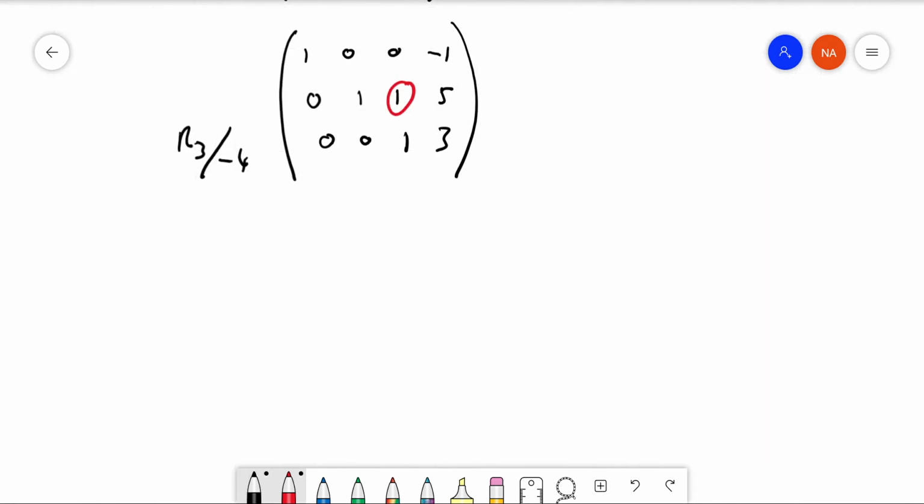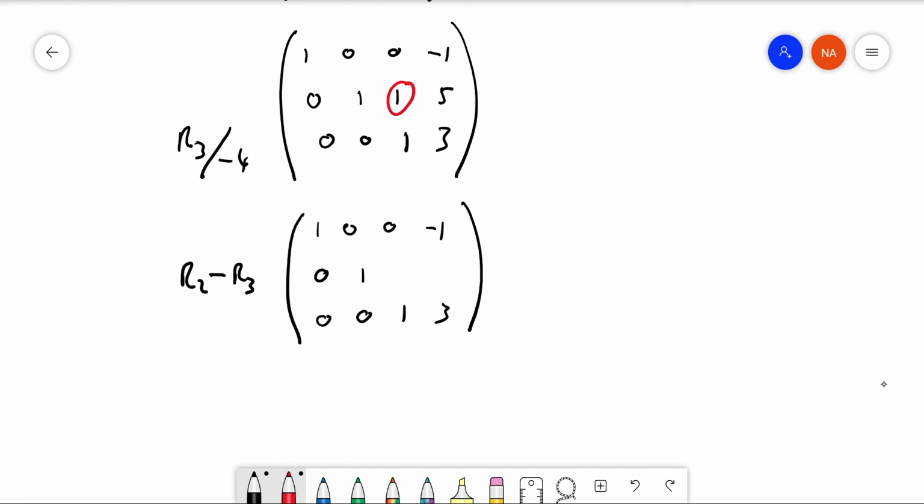Sometimes you can combine more of these in one thing. I'm just spreading them all out very carefully so you can see exactly what I'm doing. So row 2 is going to take away row 3. 0, 1 takes 0 is 1. 1 take 1 is 0, 5 take 3 is 2. And from this, we have then 1x equals -1, so x equals -1, y equals 2, and z equals 3 is the solution to all that.